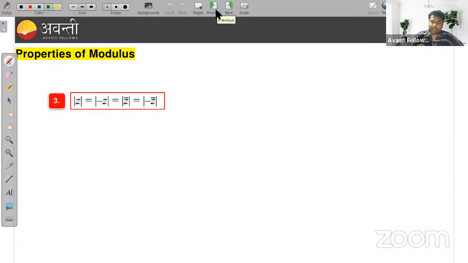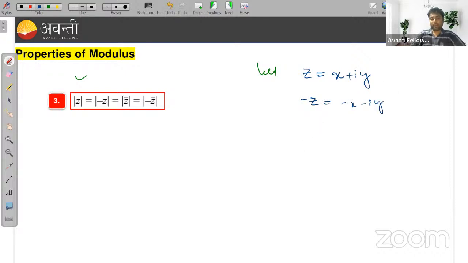Then the third property is saying mod z is equal to modulus of minus z. Let's see, we need to prove this. If I take z as x plus iy, then minus of z will be minus x minus iy, the conjugate of z will be x minus iy, and the negative of the conjugate of z is minus x plus iy.